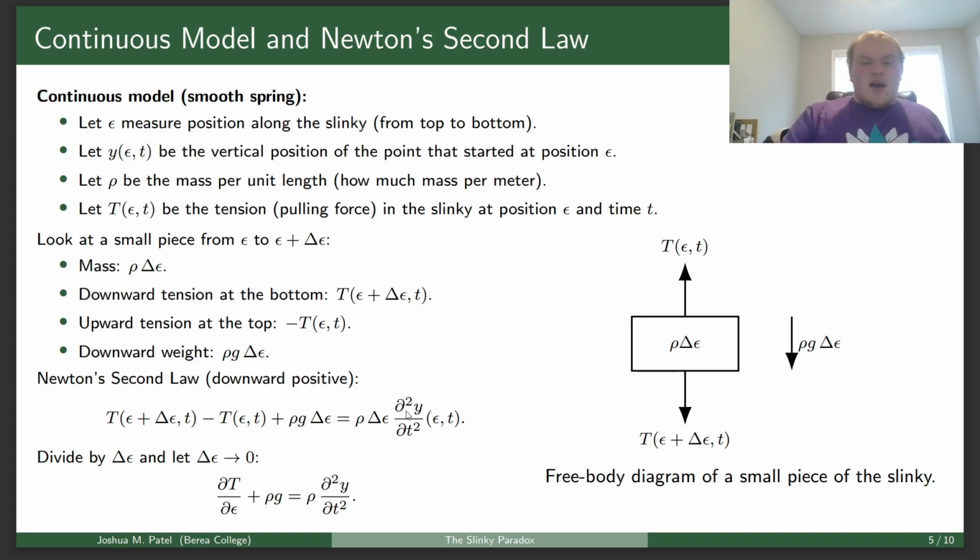Then we can divide out delta epsilon, and using our tools from calculus, delta epsilon will only be left on the two tension forces, and we can use one of the fundamental theorems of calculus to basically say, oh, this is going to be a partial derivative of the tension with respect to epsilon. And so then we're left with this balancing equation.